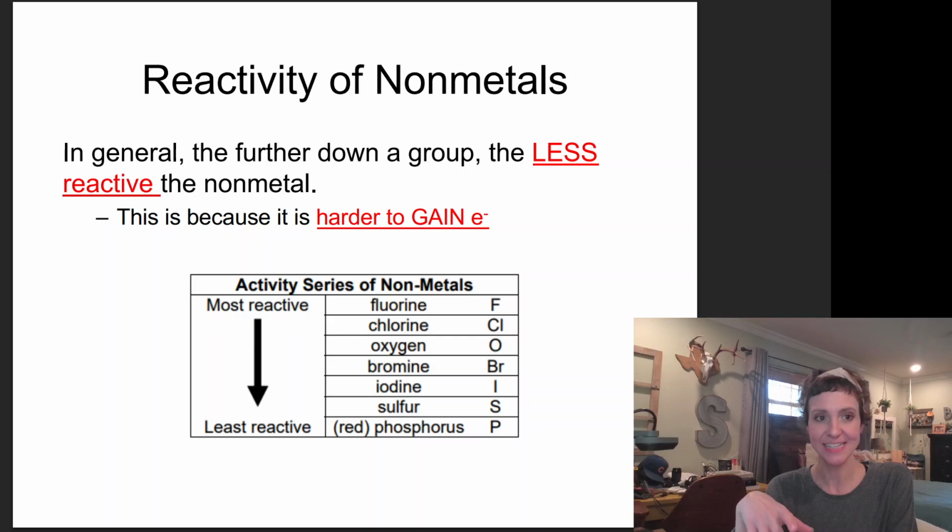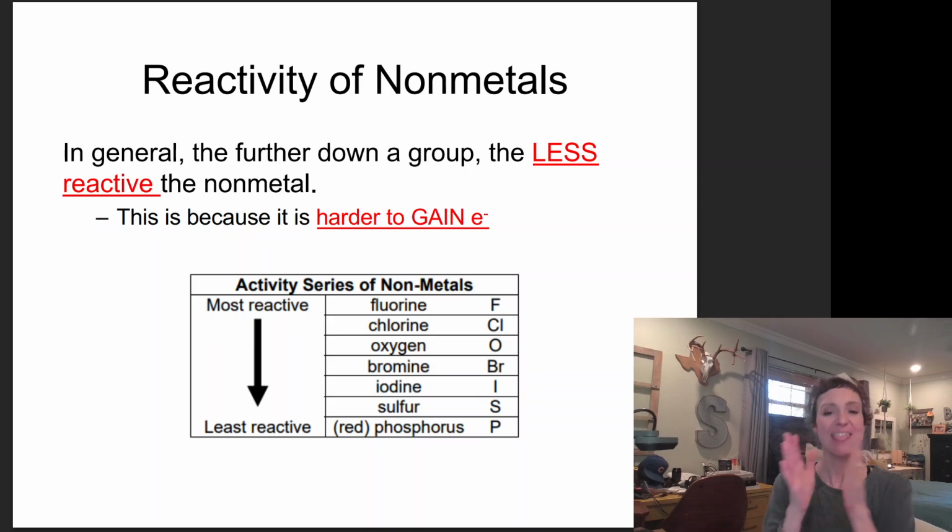So to recap, in general, the further you go down a group, the less reactive the nonmetal. This is because as I go down the group, it is harder to gain electrons. So it's opposite. Metals lose electrons, and it's easier to do that when you go down a group. My nonmetals gain electrons, so that's harder. Y'all get what I'm saying.